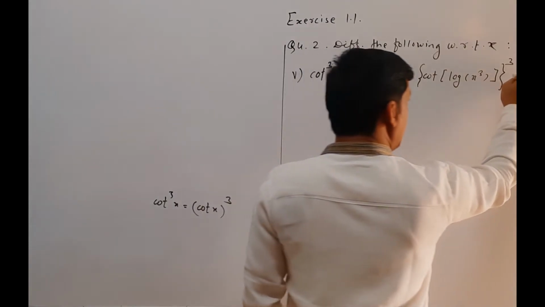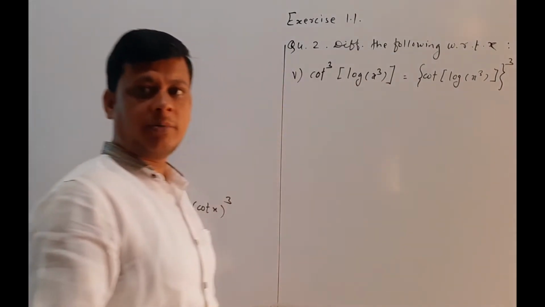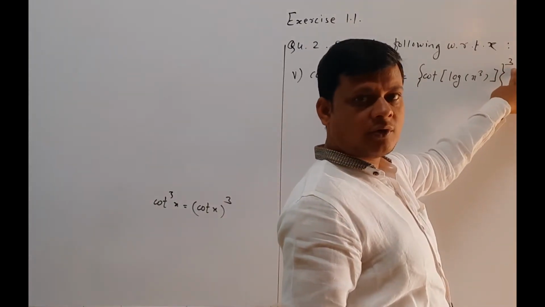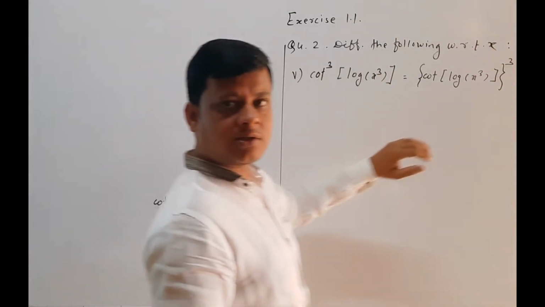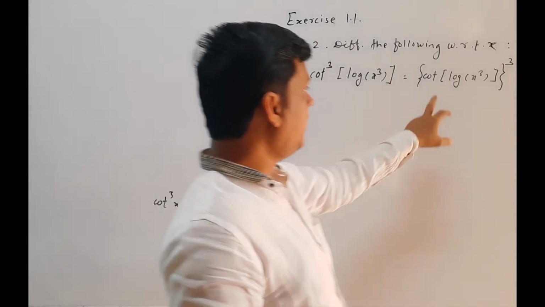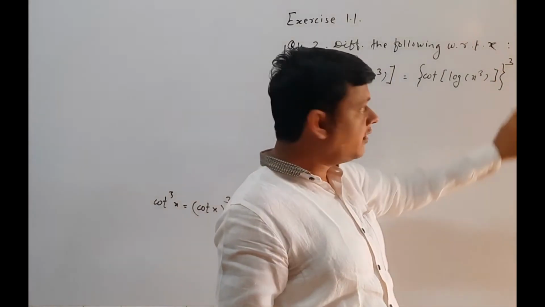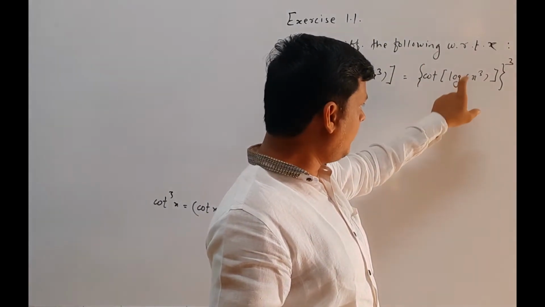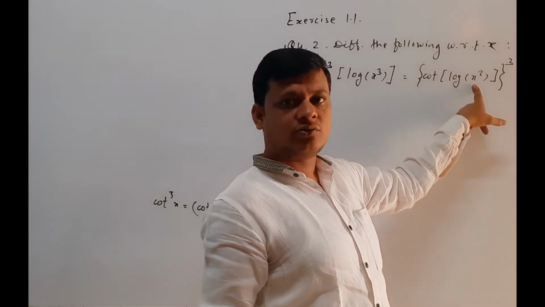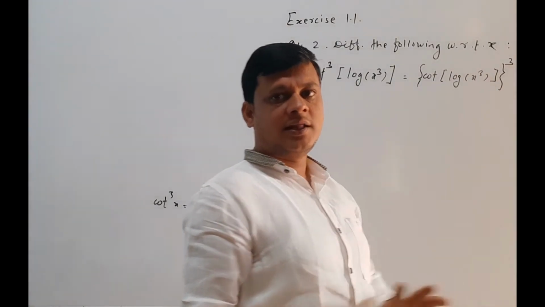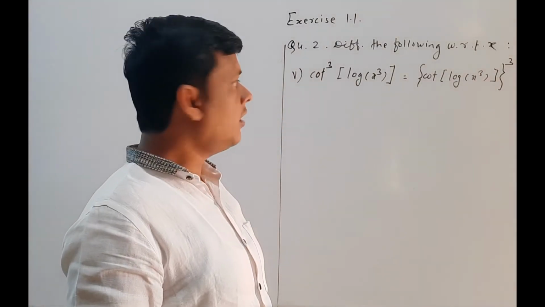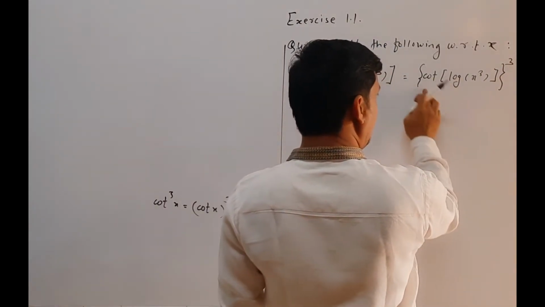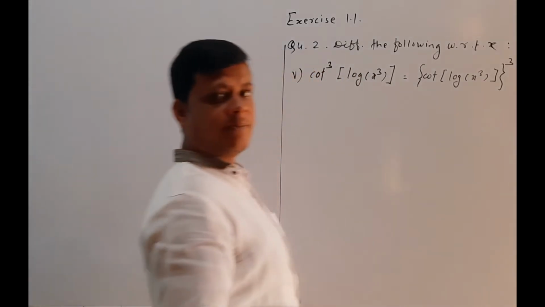So here the outer function is a power function. So here we have to use the concept of x raised to the power n first. That means we have to find the derivative of x raised to the power n. Then we have to find the derivative of cot. Then we have to find the derivative of log. And then at last we have to find the derivative of x cube. That means we have to use 4 rules here. First is power, then cot, then log, then algebraic.